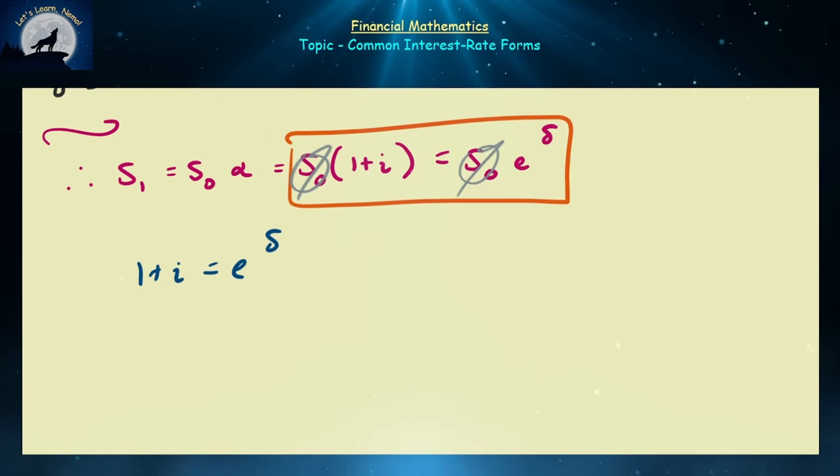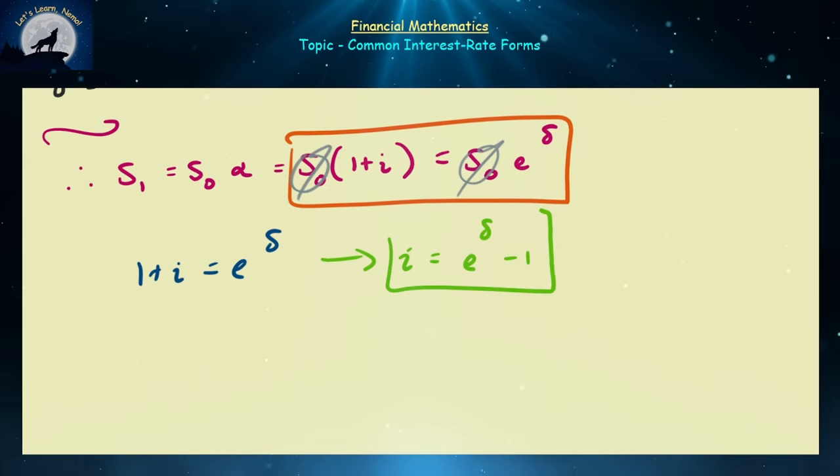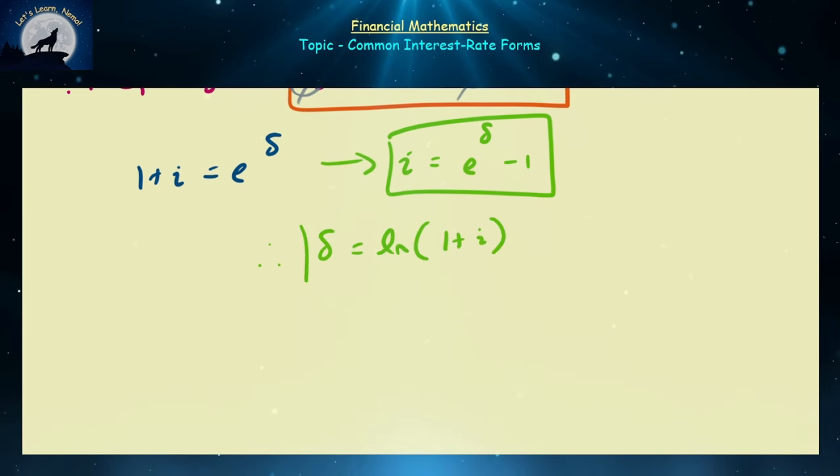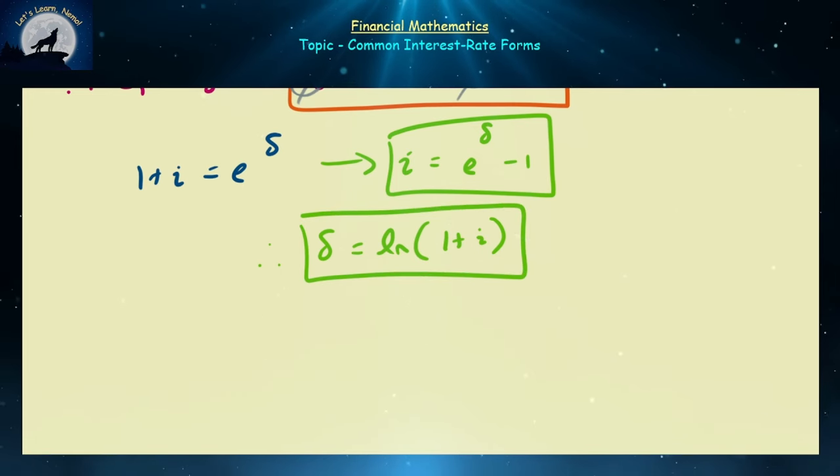So you can either solve this equation for i or you can solve it for delta. Either one is perfectly okay. If we solve this for i by subtracting 1 from both sides, i will just be equal to e to the delta minus 1. So that's how we can solve for i. Or we can solve for delta by taking the natural logarithm of both sides. So the force of interest will be equal to the natural log of 1 plus the effective interest rate, or equivalently the natural log of the periodic accumulation factor alpha.